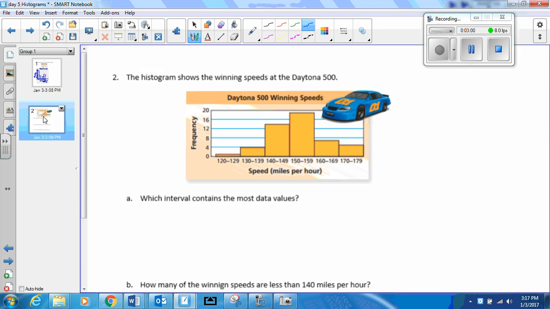Then looking at the next example, they give us a histogram and we need to interpret it. So the histogram shows the winning speeds of the Daytona 500. So there's the frequency and the speed in miles per hour. Which interval contains the most data values? So the highest bar is 150 to 159 miles per hour.